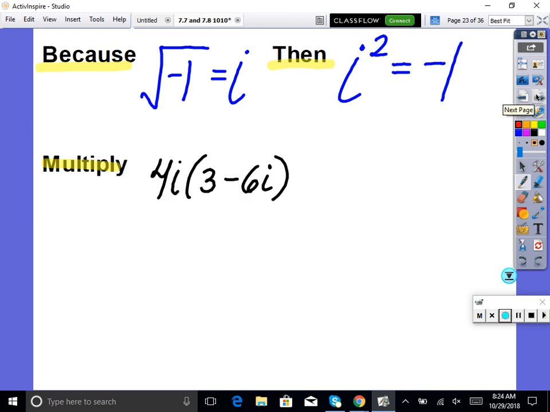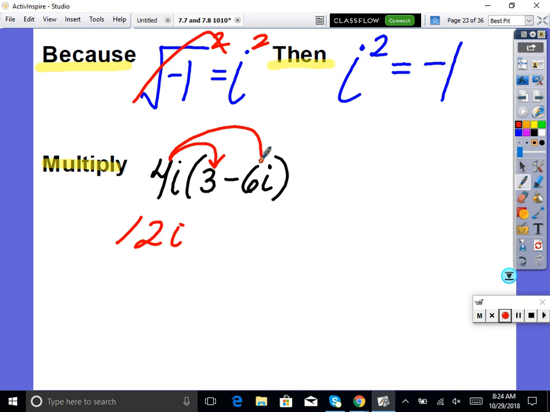Okay, so now guys, because the square root of -1 is i, which we just saw, then isn't it true that if I square both sides, the root cancels out with the power? Isn't it true that i squared equals -1? Yes, okay, so let's multiply this out. 4i times 3 is 12i. 4i times -6i, be careful here, that would be -24, and then i times i is i squared, isn't it?